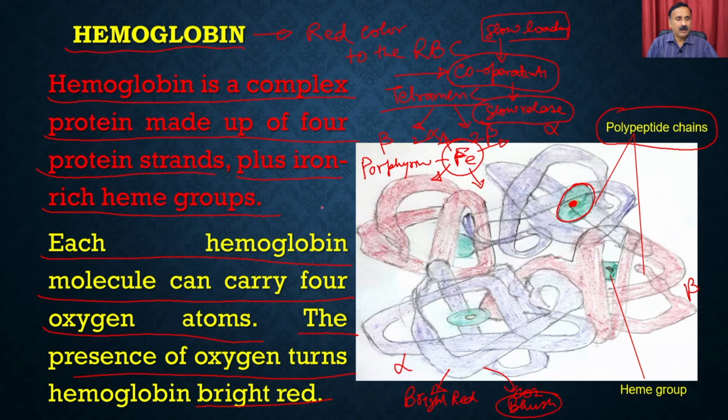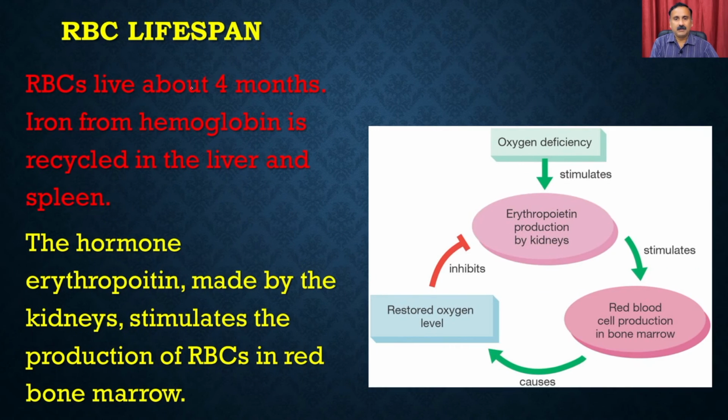Now, as far as the lifespan is concerned, the RBCs will have approximately 120 days of lifespan. During these 120 days, the iron from the hemoglobin is recycled in the liver and the spleen. So, hemoglobin, as I said, has two components. It is made up of the protein and the iron, and this iron is very important.